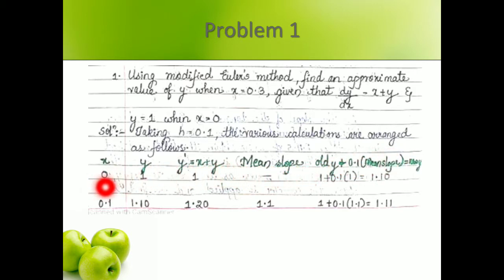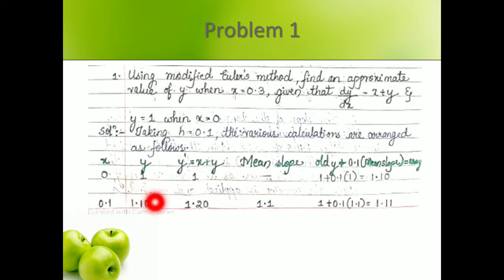So the initial x value is 0, y value is 1. When you substitute in y dash, 0 plus 1 will be 1. For the initial value, there will be no mean slope. So the new y value will be the old y value, that is 1, plus 0.1 into the slope. Mean slope is not there, so we will consider it as 1 only. So it will be 1.1.